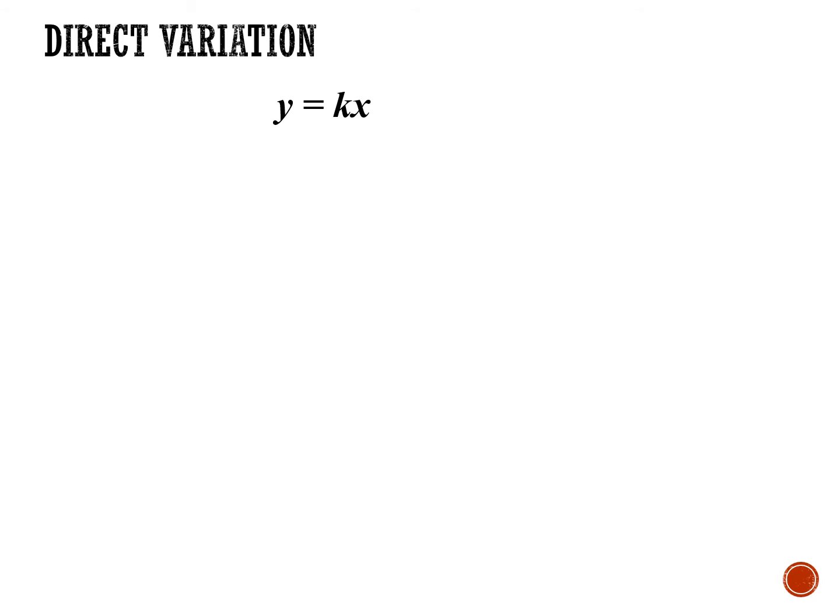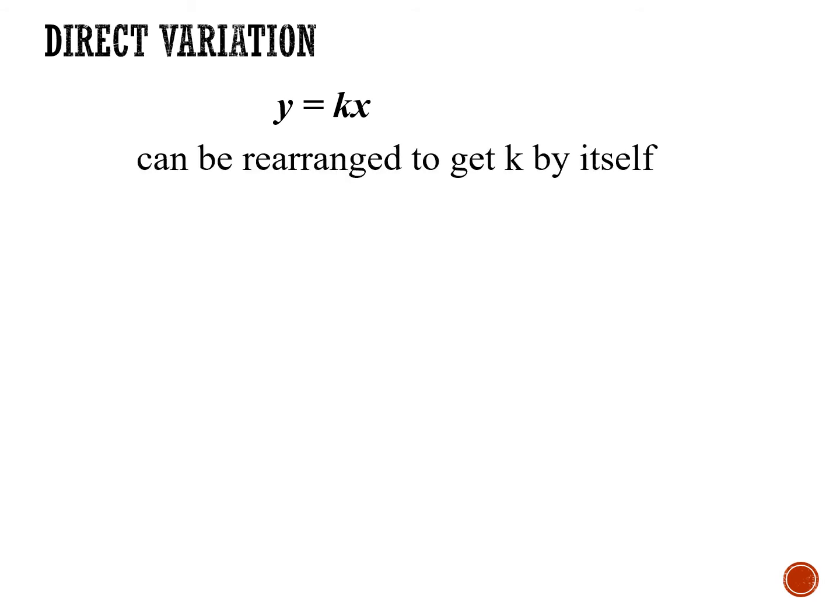So y is equal to kx can be rearranged to get k by itself. So ito yung isang paraan kung paano po makuha natin ang value ng k. So using y is equal to kx, we divide both sides of the equation by x. Then divide out, that is y divided by x is equal to k, or you're going to divide y by x para makuha natin ang k. So that is the formula. k is equal to y divided by x.